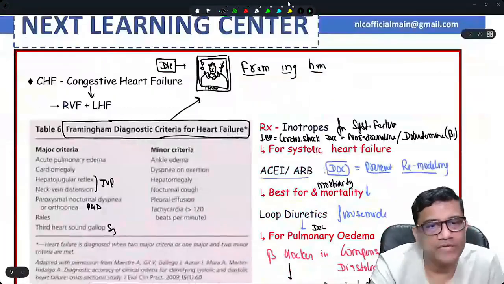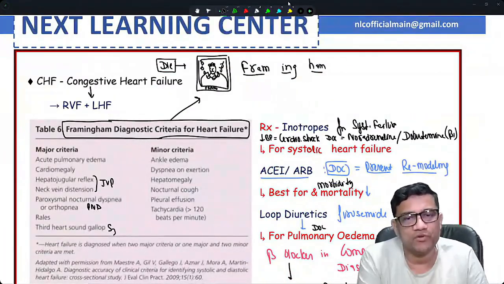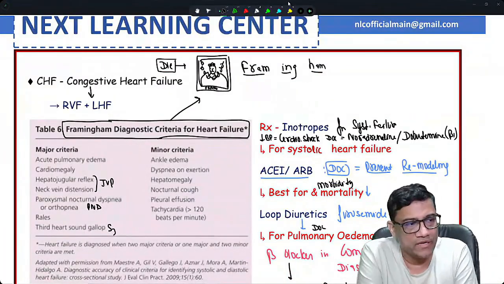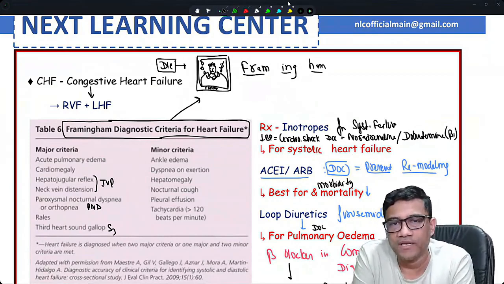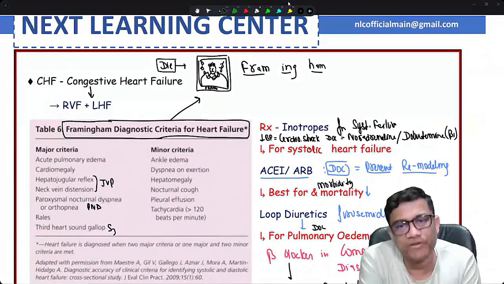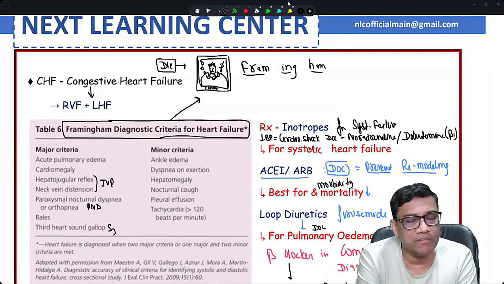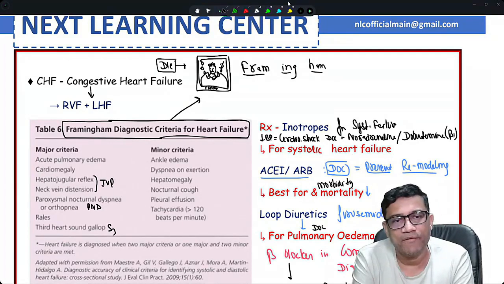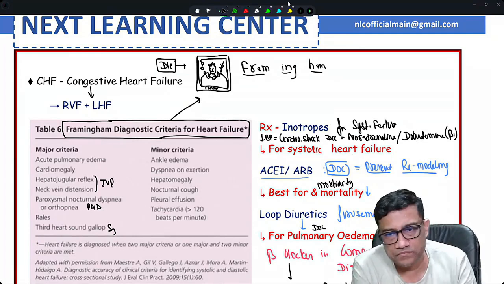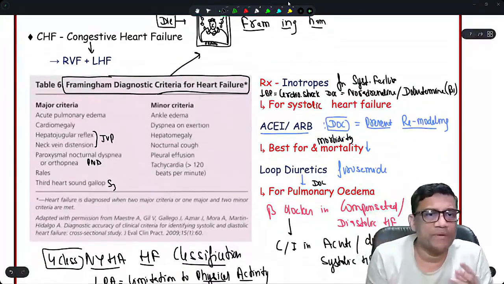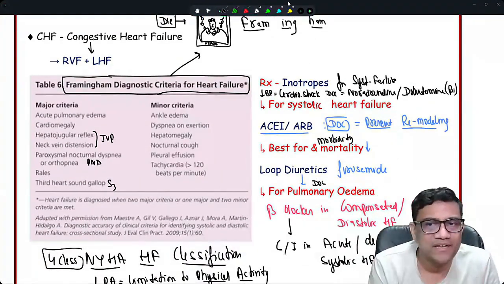Now, what is the criteria? Remember, if your heart fails, you will die. And if you die, you are in a photo frame. So Framingham is the criteria. What is Framingham? It's a combination of criteria for right heart and left heart failure.